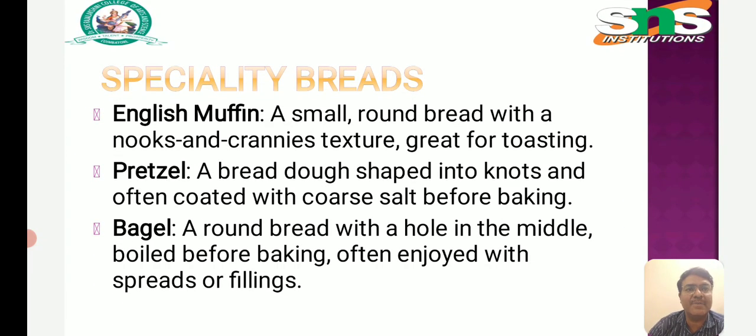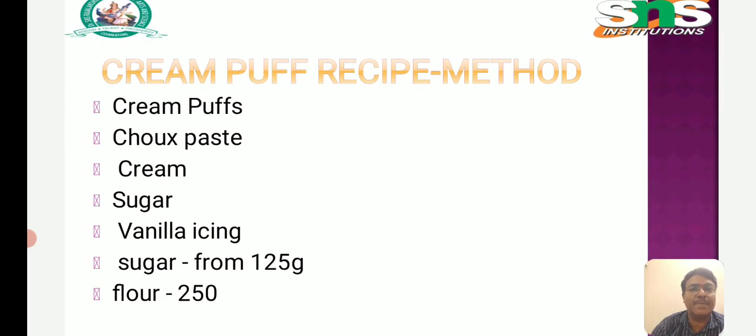Some of the specialty breads are as follows. First one is an English muffin, a small round bread with a nooks and crannies texture, great for toasting. Pretzel is a bread dough shaped into knots and often coated with salt before baking. Bagel is a round bread with a hole in the middle, boiled before baking, often enjoyed with a spread or filling. Let us see some of the other types of puff varieties.